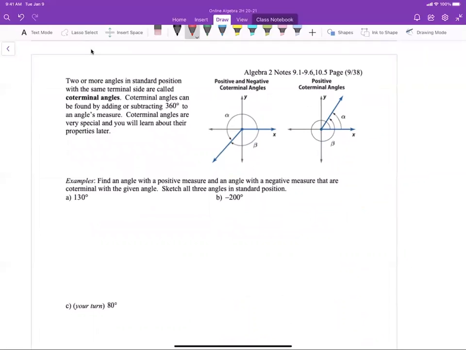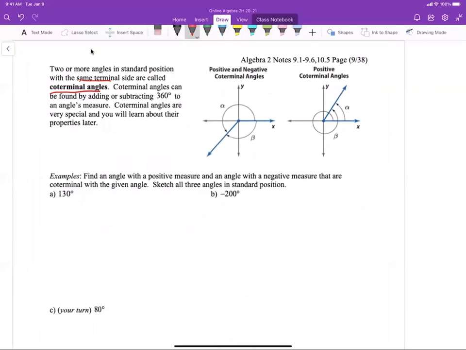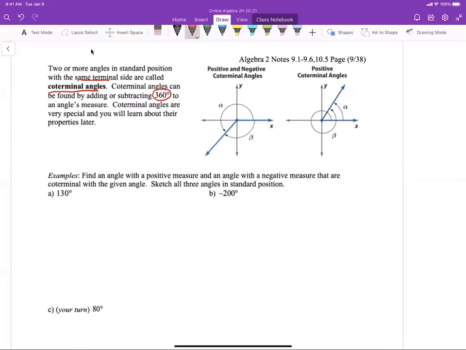Two or more angles in standard position with the same terminal side are called coterminal angles. So we have to have the same terminal side. Coterminal angles can be found by adding or subtracting 360 degrees to angle measures. So you can have the same terminal end by just having multiples of 360. Coterminal angles are special, and you will learn about their properties later. They have to do with the values of sine and cosine. Okay, so let's take a look at what this means.